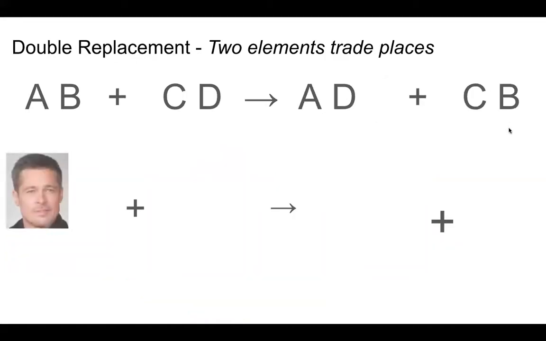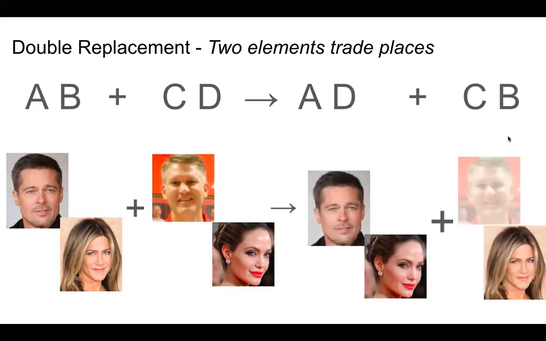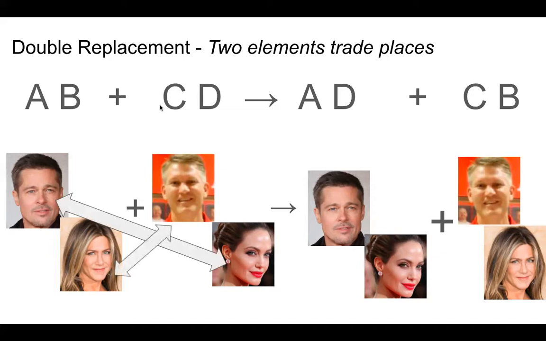In a double replacement reaction, now we got two compounds, AB plus CD, and essentially what happens is those couples swap partners, basically. A goes with D, C goes with B, and we've got our new compounds.